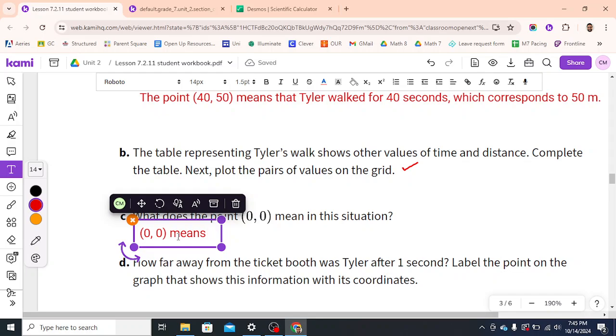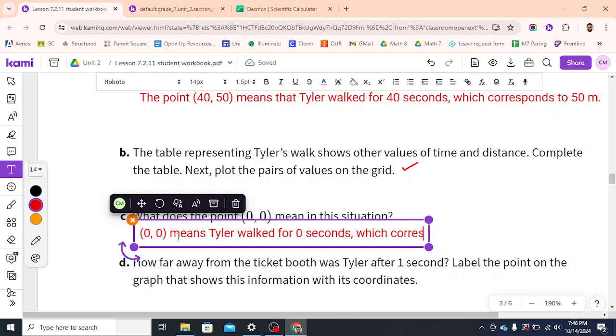Now remember, the first number is our x, which is talking about the seconds, the time information. And the second number, referring to the y, is our distance traveled. So we're going to say (0, 0) means Tyler walked for 0 seconds, which corresponds to 0 meters.